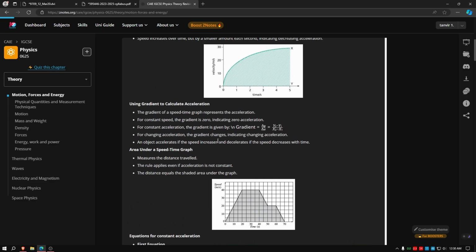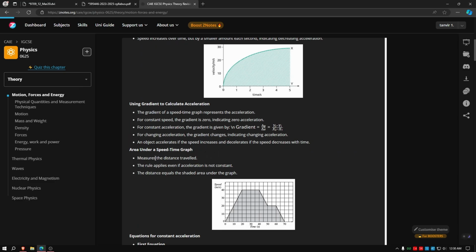An object accelerates if the speed increases, and decelerates if the speed decreases with time. Yeah, that is just common sense. If your speed increases, acceleration. If your speed decreases, deceleration.